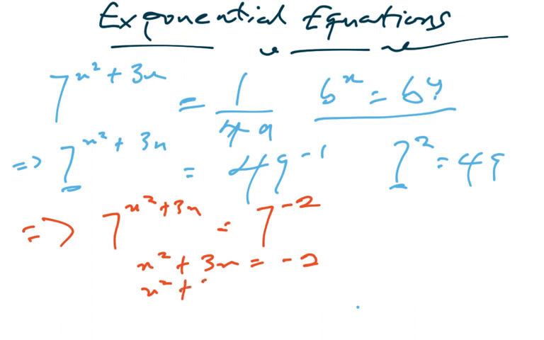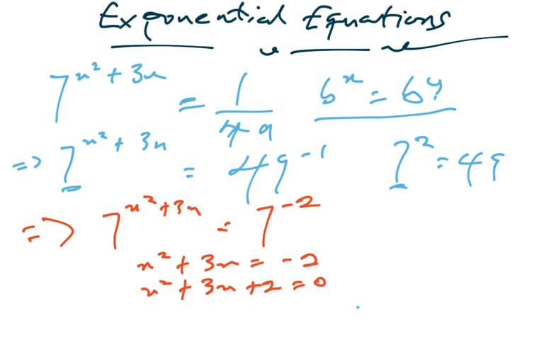x squared plus 3x plus 2 equal to 0. Now we have a quadratic equation. We can go ahead and solve this problem with ease. You can just find two numbers which, when you multiply, you get this 2, and when you add, you get this 3. Now let's go ahead and do that.